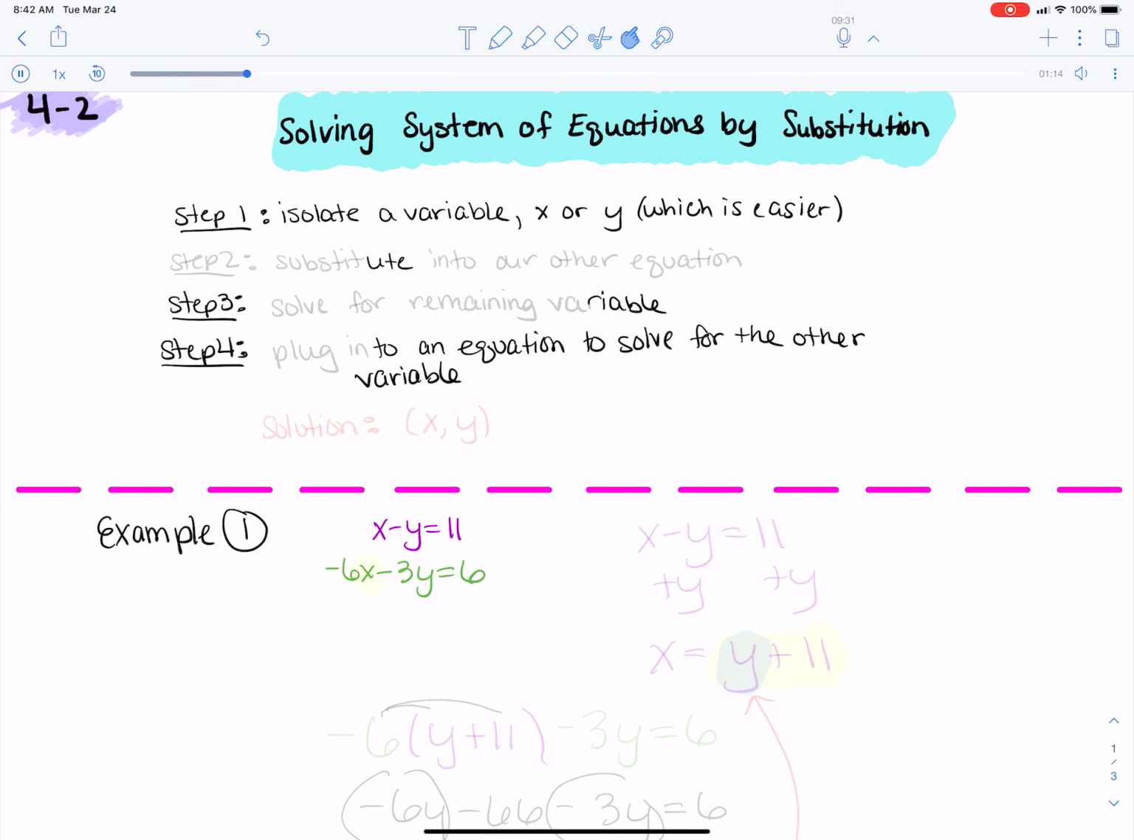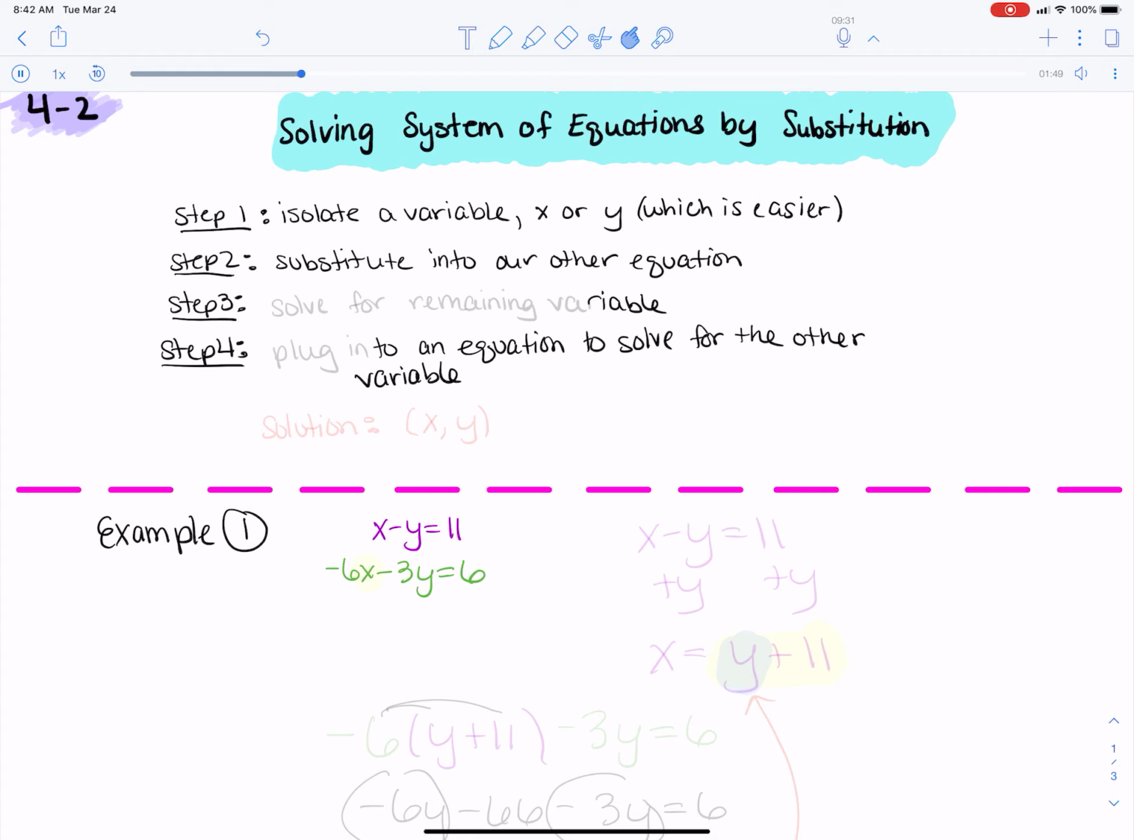Right, after we've isolated one of our variables, then step 2, we want to substitute into our other equation. Now, we're going to get what one of our variables is equal to. We're going to take that solution and put it into our other equation. So it'll make sense once we go through the example.